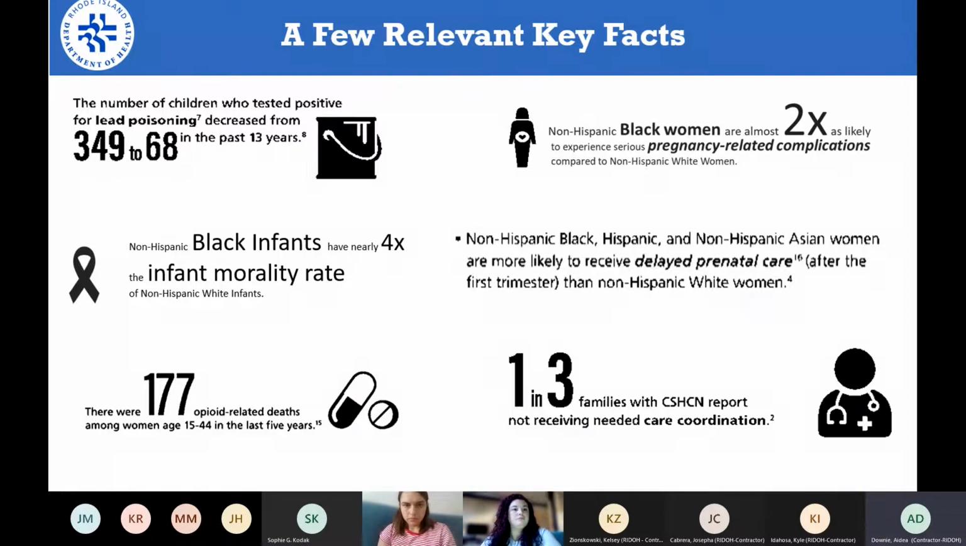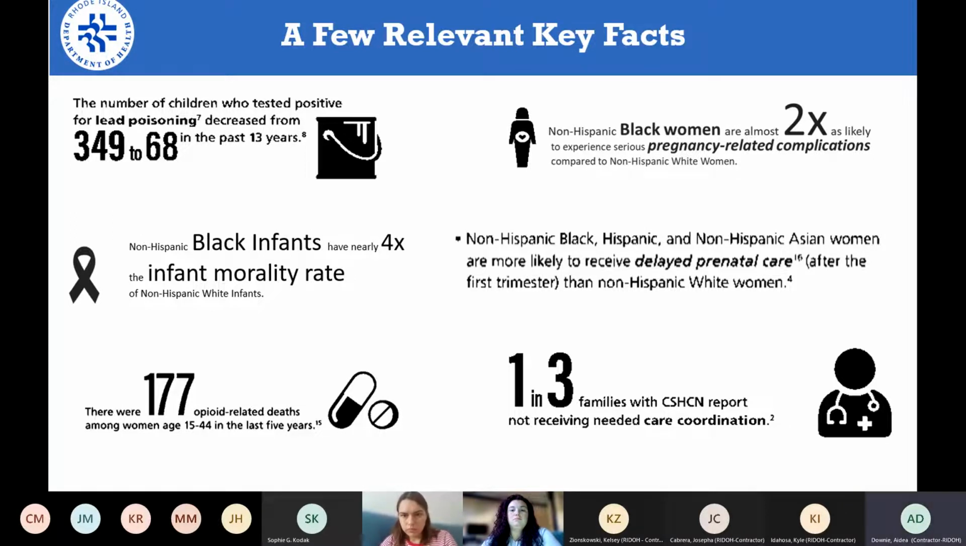So some key facts. As you can see here, there are different things that affect populations. So thinking about lead poisoning, the number of children who tested positive for lead poisoning decreased from 349 to 68 in the past 13 years. That's pretty good. But then when you look at Black infant mortality, that's 4 times higher than white infants. As well as Black women are almost 2 times more likely to have pregnancy-related complications, so thinking about hemorrhaging or other morbidities such as preeclampsia and things like that.